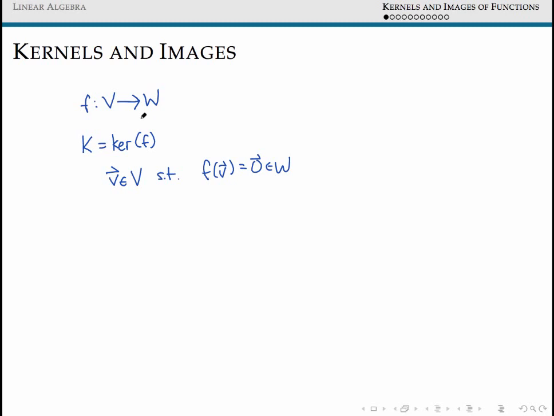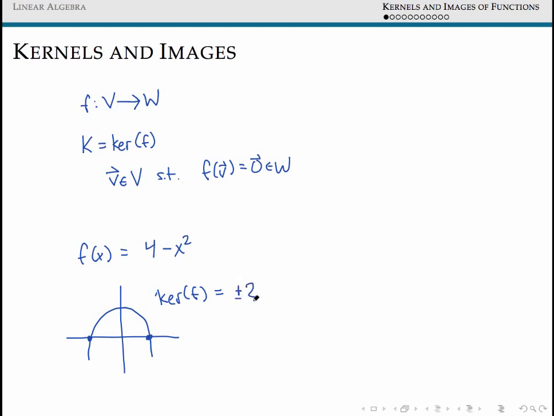In a general map, you might have seen this for something like the real numbers before. If you had a map, say f of x is equal to 4 minus x squared, this is not a linear map, but it is a map from the reals to the reals. The kernel of this is the points plus and minus 2. So it's just some set inside our range.